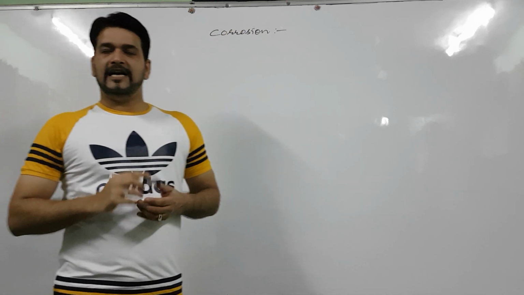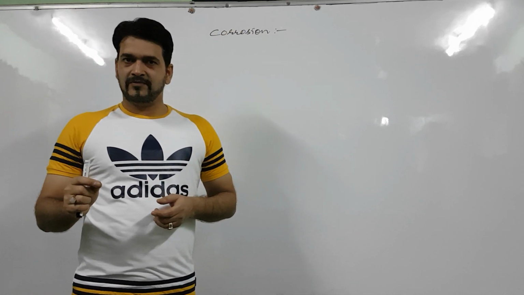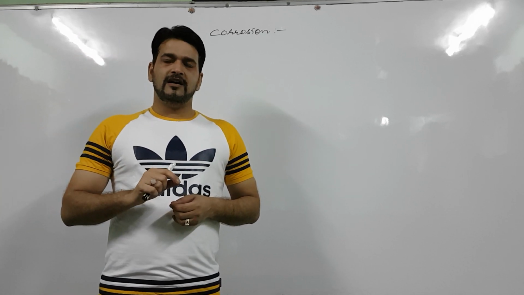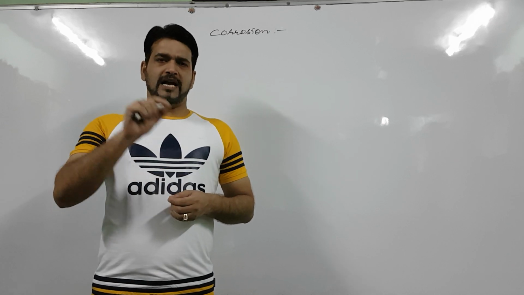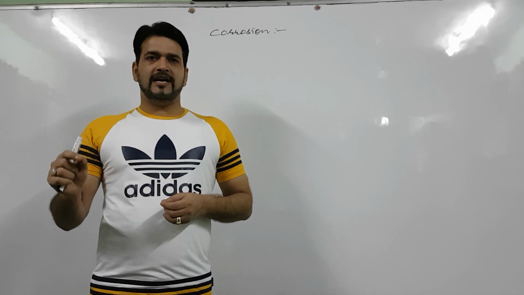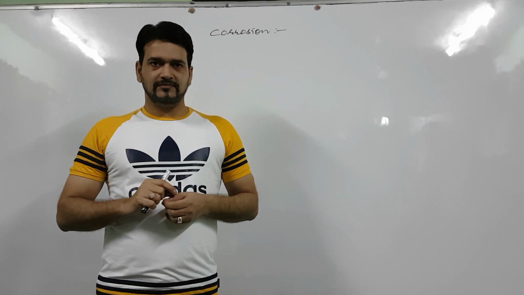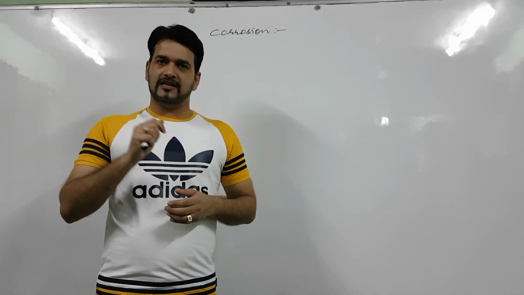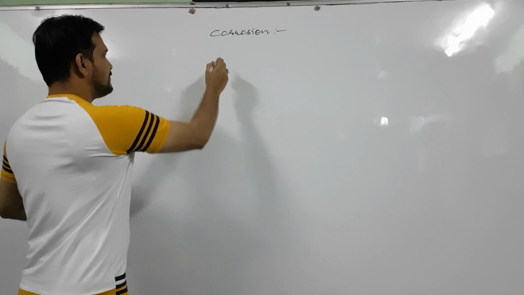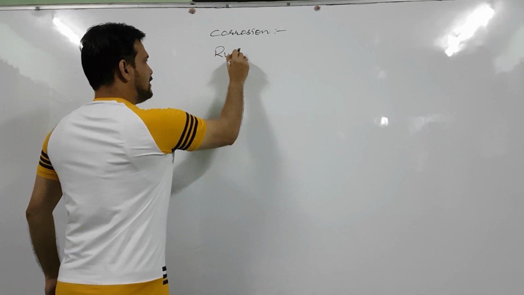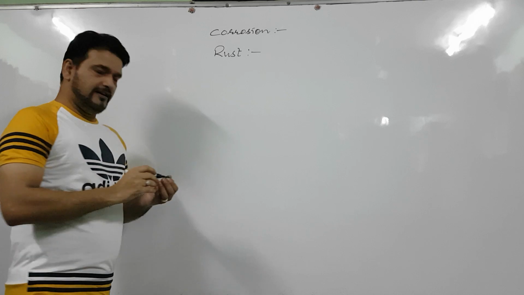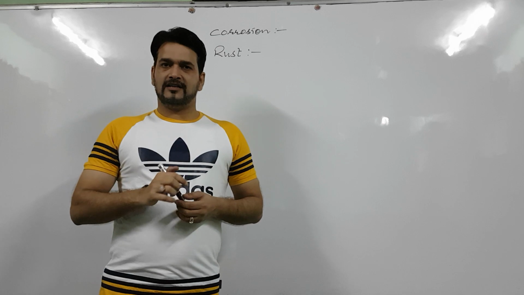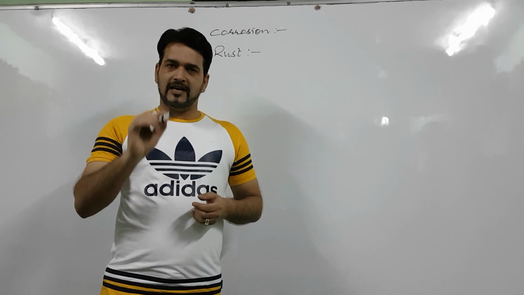Corrosion is the deterioration of metals when the metals are exposed to atmospheric conditions like temperature, pressure, presence of water, carbon dioxide, oxygen, etc. And in case of iron, this corrosion is called rust. So rust is nothing but corrosion in case of iron. So let us start the mechanism of rusting of iron.